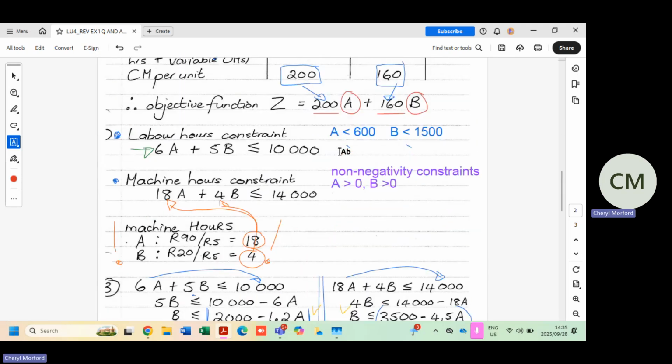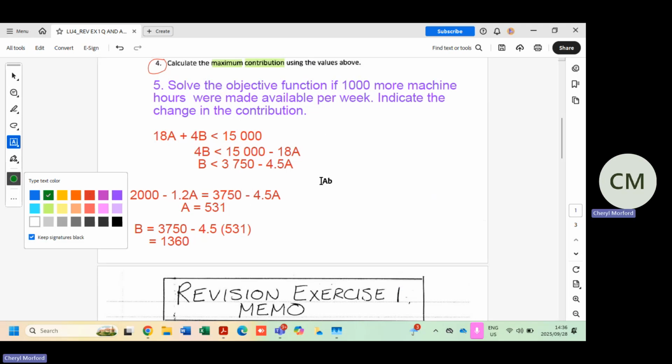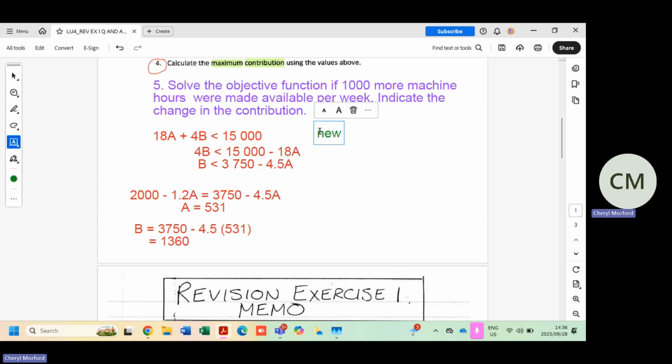So let's see what I've done. My new question, the question's at the top. Solve the objective function if 1,000 more machine hours were made available per week. So we're now going to say that the business needs to produce 531 units of product A together with 1,360 units of B, and that will maximize the contribution. So the last part, indicate the change in the contribution. So let's work out the new contribution, shall we? I'll just change the pen color.